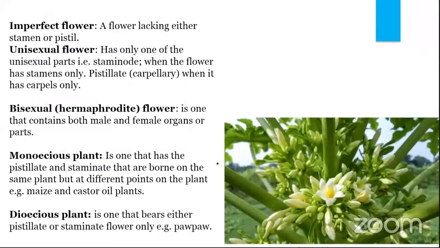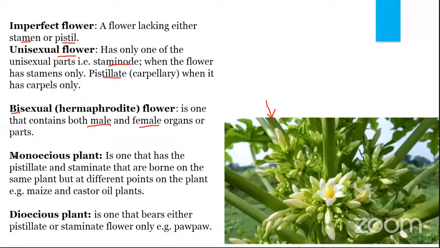And then we can also think of the imperfect flower, a flower lacking either the male or the female. The most common example is this one of the purple flower, a papali. You're going to find that it is either male or female. Okay. And then we also have unisexual flower. Uni means one. So if it is unisexual, it has only one sexual part, that is either staminate, when the flower has stamens only, or pistillate, that is when it has carpels only. We also have bisexual. Bi means two sexual parts, or hermaphrodite, is one that contains both the male and the female organs or parts.